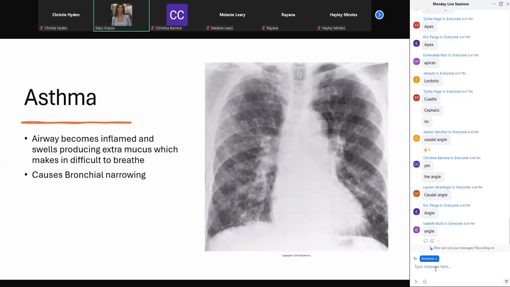Asthma. Asthma is the airway becomes inflamed and swells, producing extra mucus. So they'll have difficulty breathing and they'll start getting bronchial narrowing.